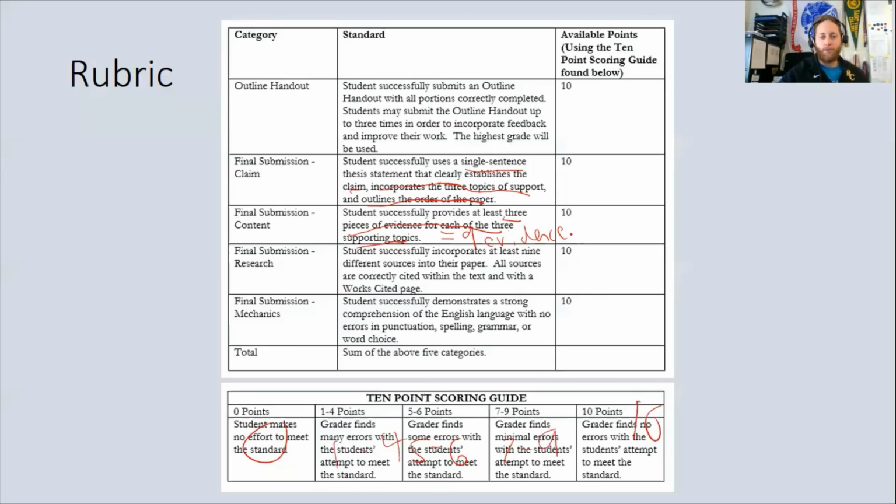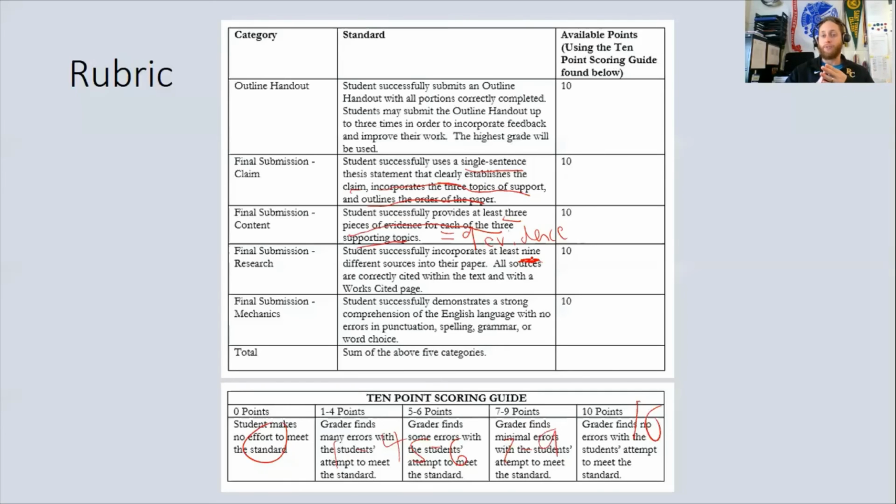Research, you do need to get full credit. You need to include 9 different sources into the paper. And there's a lot of things. This is politics and government. So you can look at different newspaper articles. You can use the textbook if you want to cite that. You can use any of my videos. Just make sure you work with me on how to cite it, because it's going to be a little different than the stuff I gave you in Canvas.